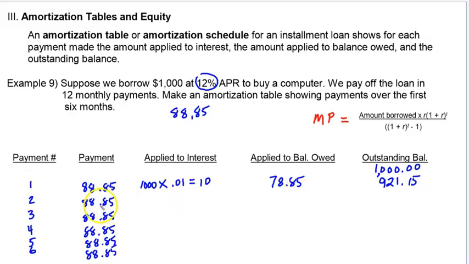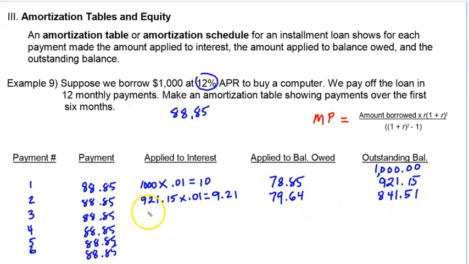All right. Now when I go down to payment number 2, I'm going to use this previous outstanding balance, and I'm going to apply interest on that. So $921.15 times 1% is $9.21. And so the amount applied to the balance will be the payment $88.85 minus $9.21, and that's $79.64. So the outstanding balance will be the $921.15 minus the $79.64. That's $841.51. And you just continue on this same way.